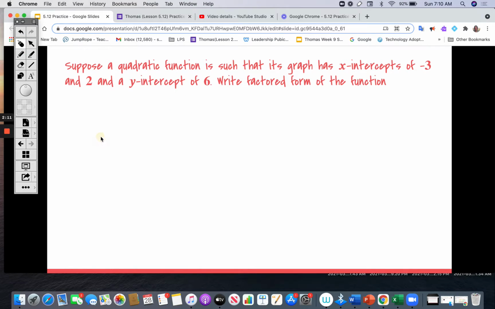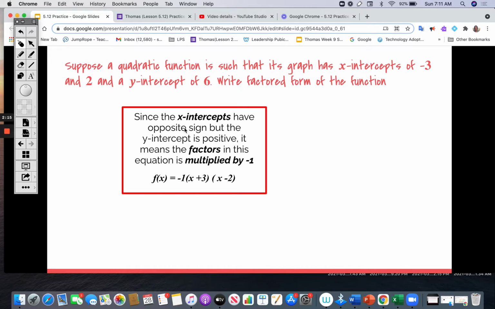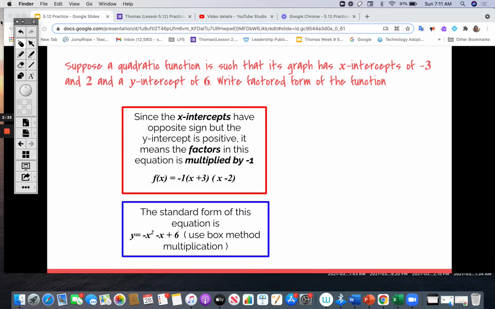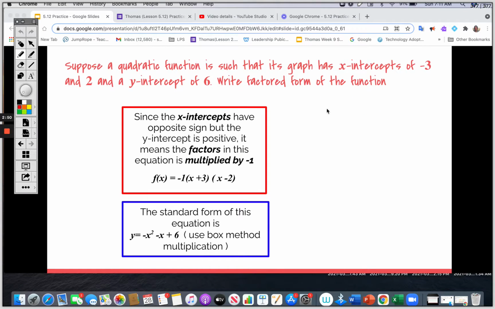So let's get into it. We just discovered that, since the x-intercepts have opposite signs and the y-intercept is positive, the factors in this equation are multiplied by a negative 1, so f of x would be negative 1 times (x plus 3) times (x minus 2). And in the standard form, it's going to be y is equal to negative x squared minus x plus 6. We can get that by using the box method to multiply the factored form of our equation. So let's just do that really quickly.